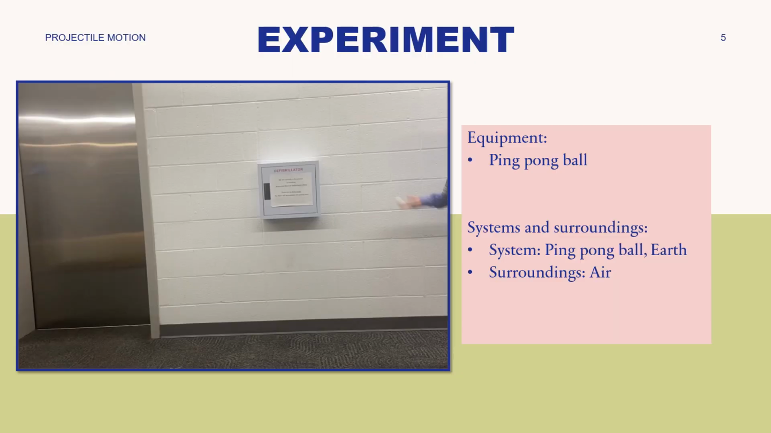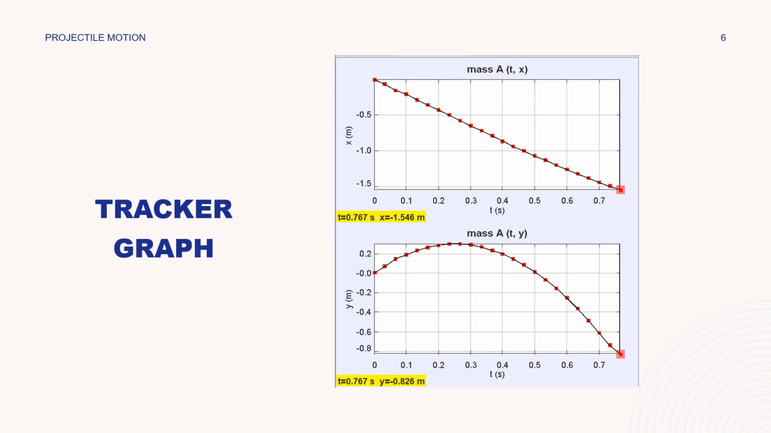Here's the experiment. The equipment was only the ping pong ball. Our system and surroundings were the ping pong ball and the Earth for the system, and the air for the surroundings. Here's the graph we obtained from Tracker for the displacement in the vertical and horizontal axes.